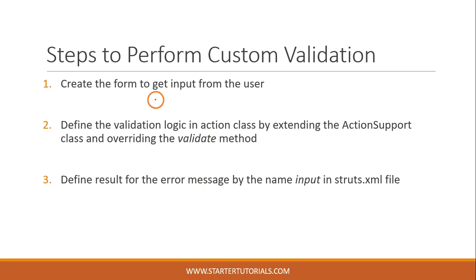What are the different steps needed for performing custom validation? The first step is to create a form where the user enters some data and clicks on submit. The second step is to specify the validation logic by extending the predefined class ActionSupport, and inside the class you have to override a method called validate. This is very important. Whatever custom validation you are providing will be provided in the validate method.